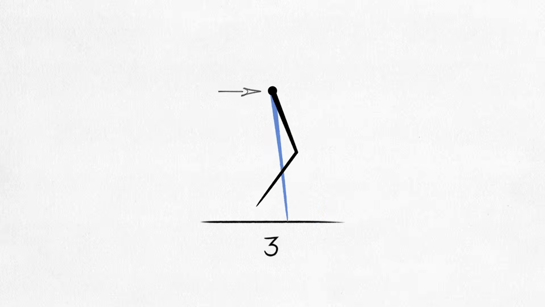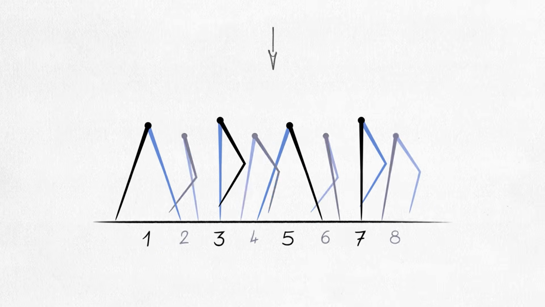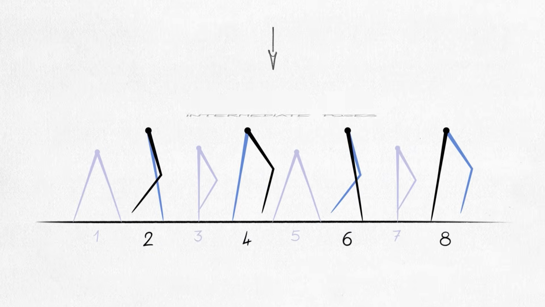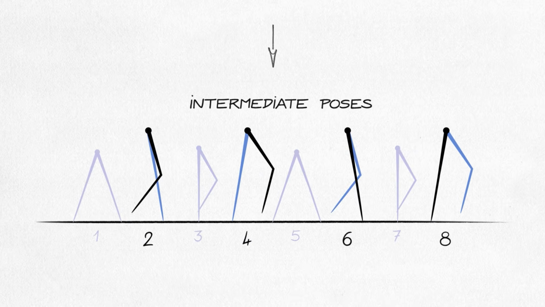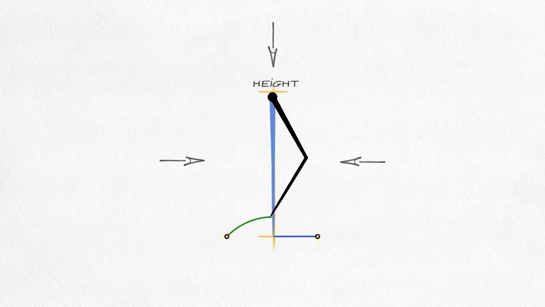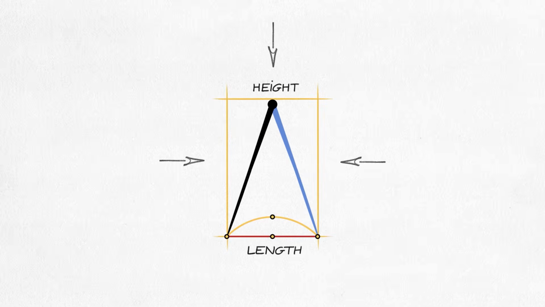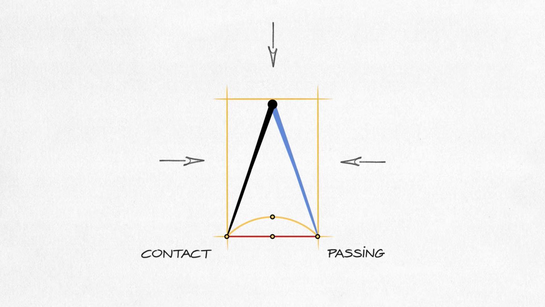Of the 8 main poses of a walk cycle, 4 mark the extremes of amplitude, and the other 4 are intermediate poses. By extremes of amplitude, we mean 2 extremes of height and 2 of length. As a first approximation, we can label them the contact pose and the passing pose.